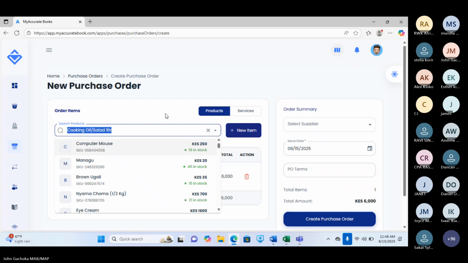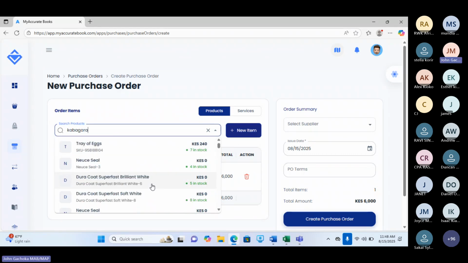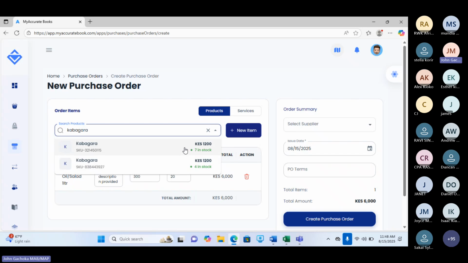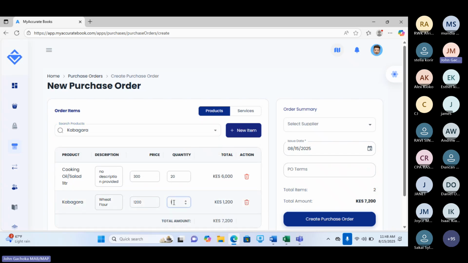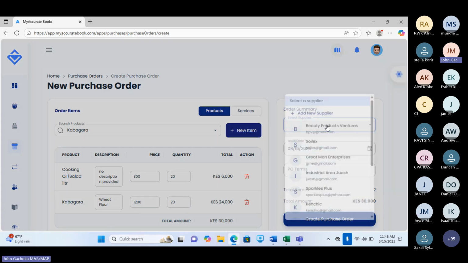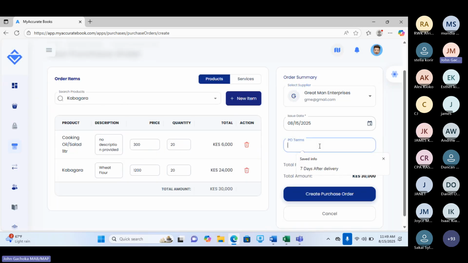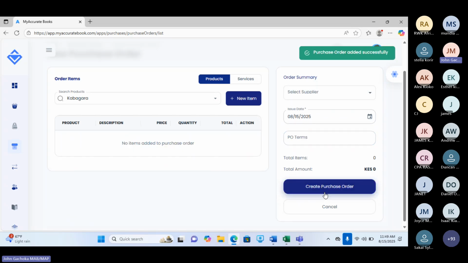If it is Kafagara, with Kafagara or Spencer or Rice. So you could say we have 7 in stock, we need 20 of them, maybe. And in this case, we could say it's Great Man Enterprises. And the terms is that if all this is available, payment is on delivery. And you create that purchase order.